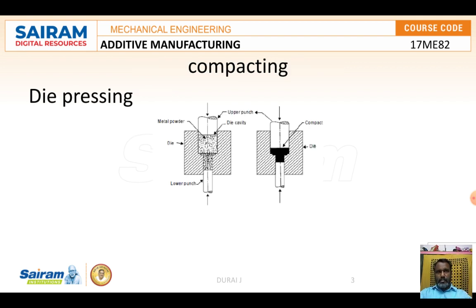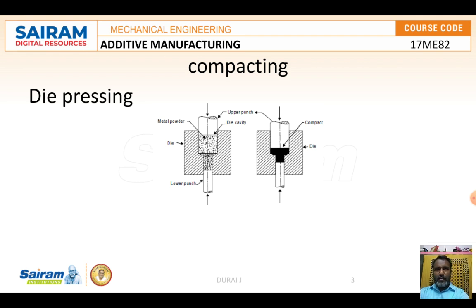Then we are going to discuss compacting. In compacting, the blended powders are pressed in dies under high pressure to form the required shape. The part after compaction is called a green compact or simply green.